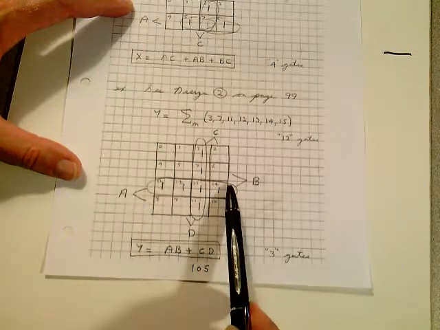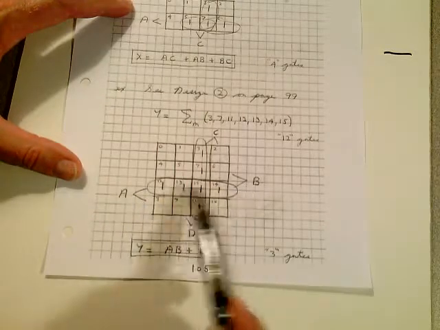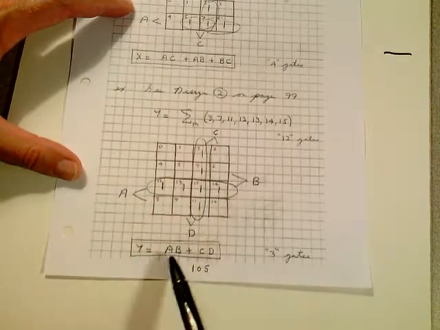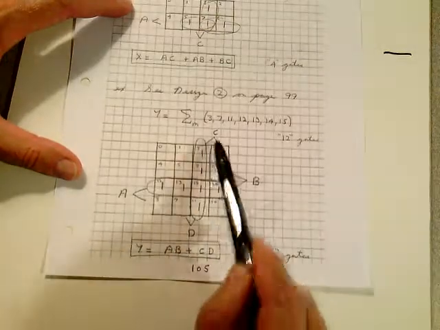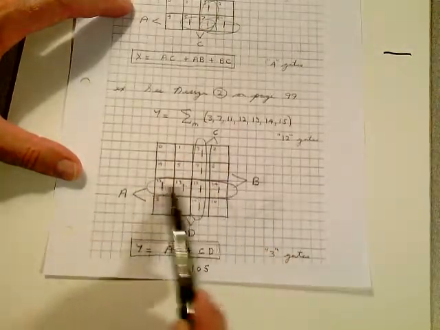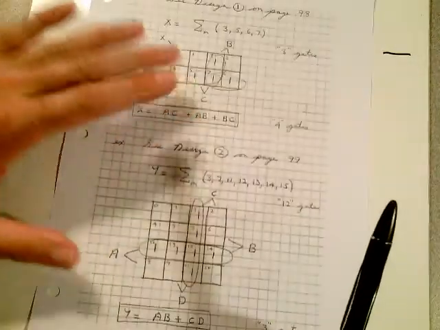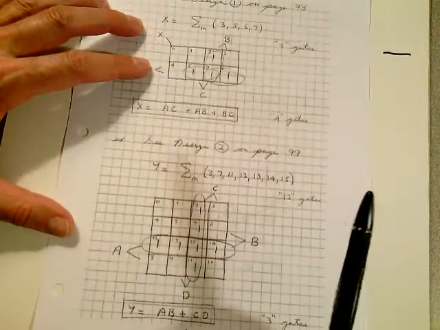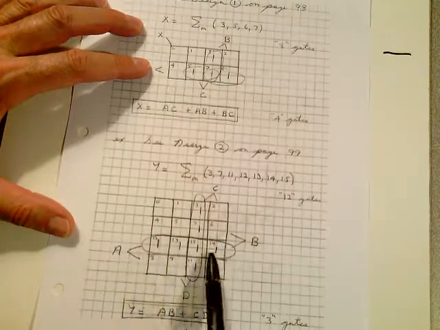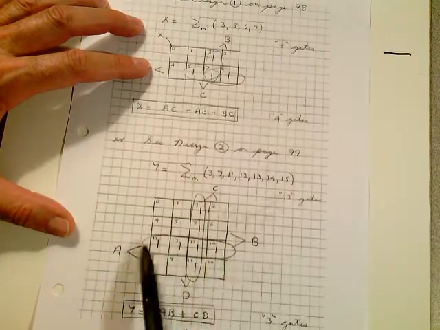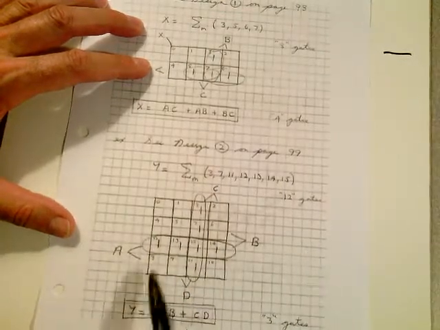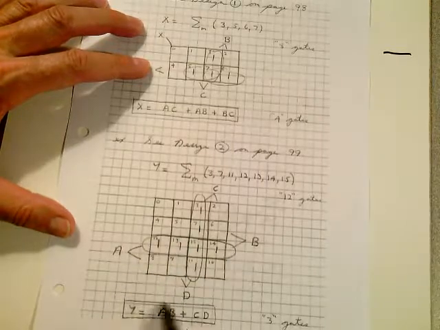A, they're all in A. B, they're all in B. C, these 2 are in C. These 2 are out of C. Because of this, you can forget about C. And then finally, let's look at D. These 2 are in D. These two are out of D. You can forget about D. So that finishes this loop with AB.